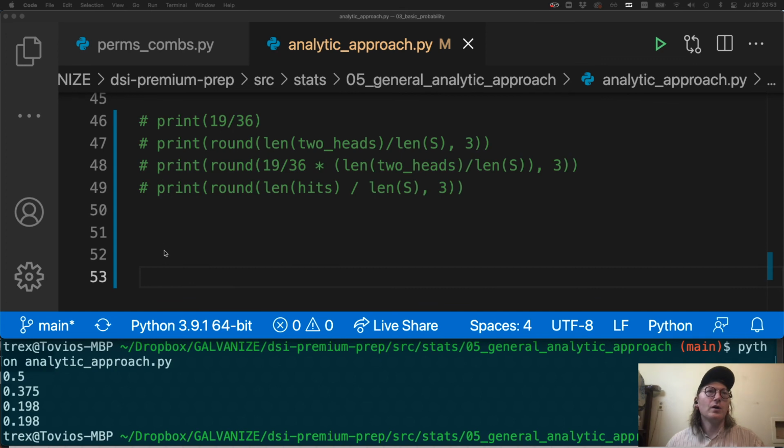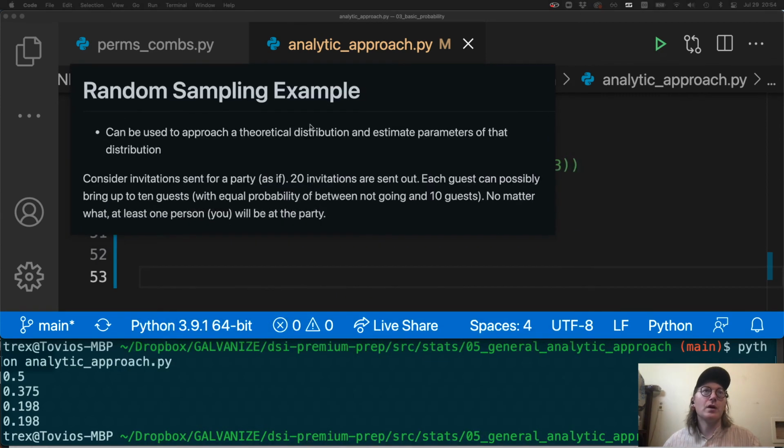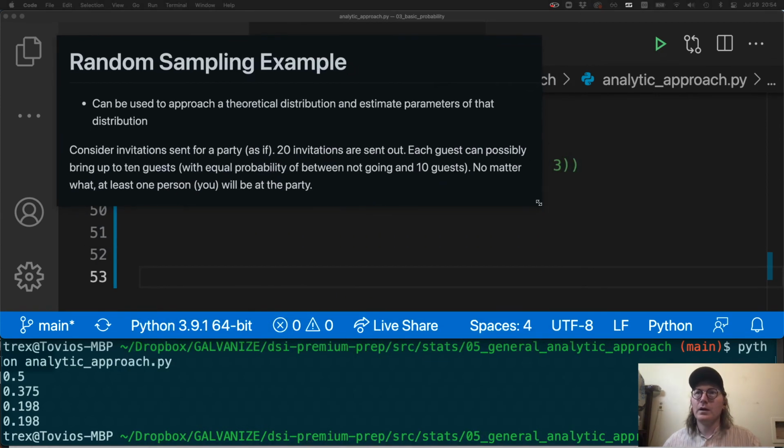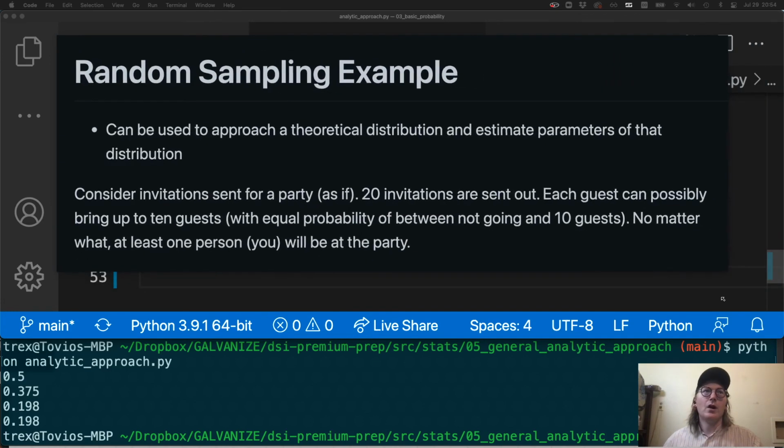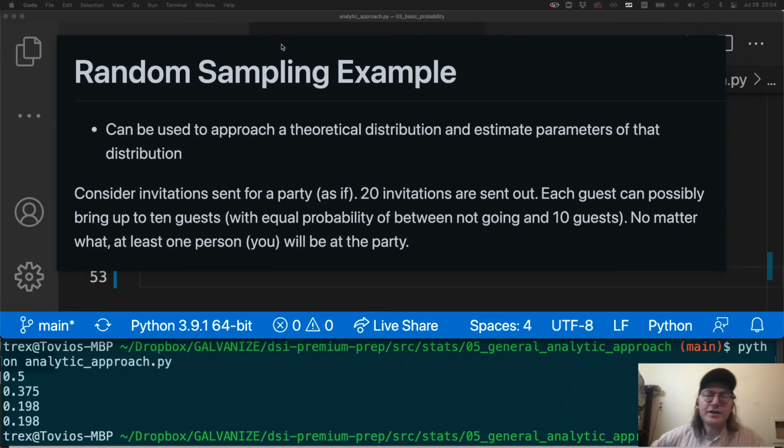Okay, so let's see. Do we have enough time? Let's just try to get into a random sampling example, and we might not go all the way with this one today. We might pick this up in our next lecture. Okay, so we're going to take a random sampling approach. We just took a counting approach. Now we're going to take a random sampling approach.